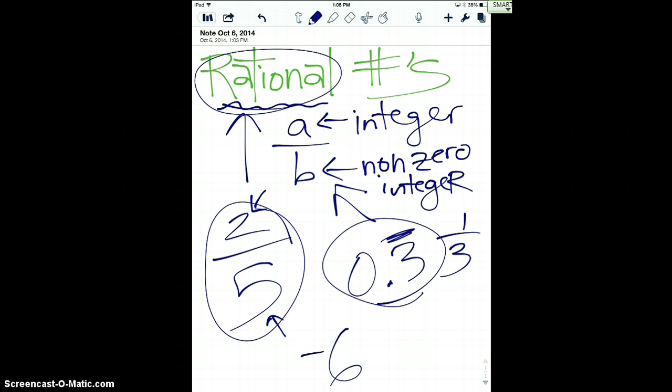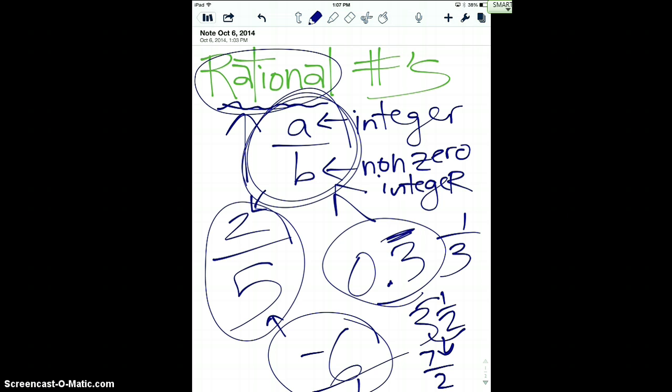-6, could that be written as a fraction? Yes. -6 is -6/1. So that's considered rational. Something else that would be rational, 3.5. Because I could write that as one single fraction. That would be over 2, what would it be? 6 plus 1, 7/2. So anything that can be written in fraction form is considered rational.